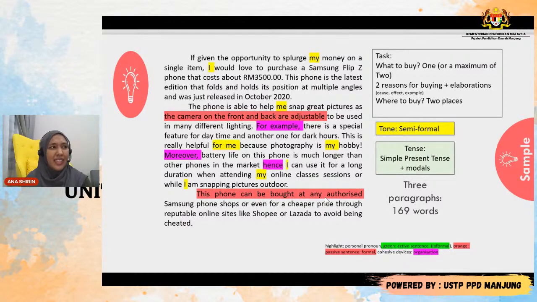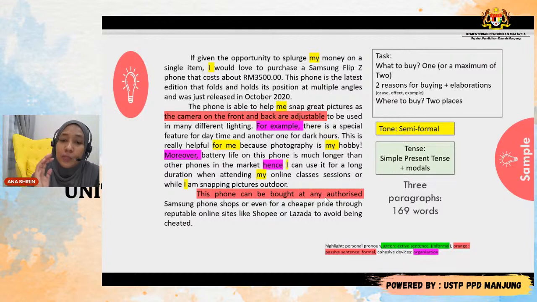So did I necessarily put a conclusion to this? Not really, because I only need to answer the questions. If you want to put another sentence that says "I hope I can buy this soon," that would be enough as a conclusion for this essay. You need not write a separate conclusion to address this question.